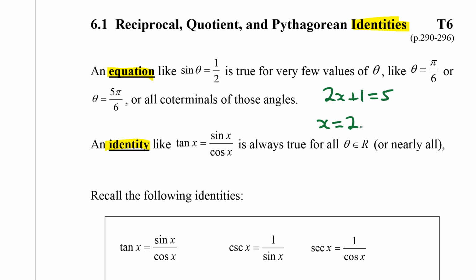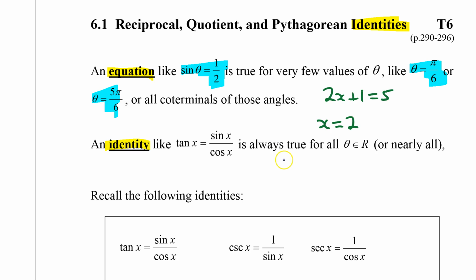So when we're doing a trig version of that, if I say sine of theta is equal to a half, to solve for that is to tell me when is that a true statement. And so we have two answers in this case. We have pi over 6 and 5 pi over 6 if we're only going between 0 and 2 pi. Well, an identity looks a little different.